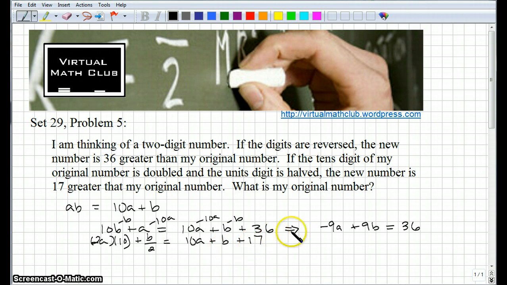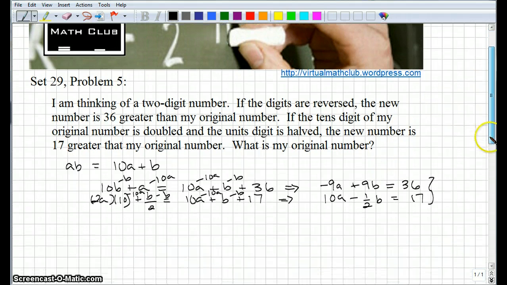Alright, let's simplify that. Here we have 20A. Let's subtract 10A and subtract B from both sides. So we end up with 20A minus 10A, so we get 10A, and if we take 1/2 minus 1, we get minus 1/2 B is equal to 17. Now we have two equations and two unknowns, so let's see if we can solve those.